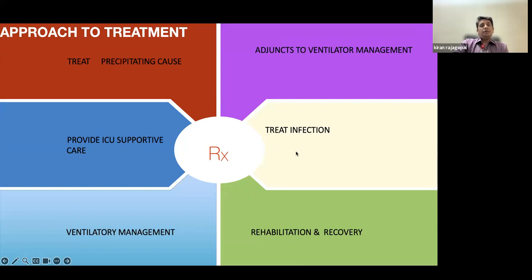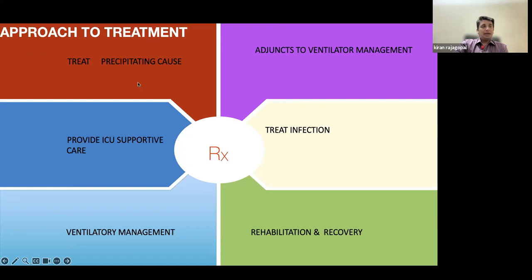So the main approach to an ARDS patient, the mainstay, is mechanical ventilation, ventilatory management. Then you have to treat the precipitating cause. What has caused the ARDS? I told you ARDS is not a primary disease per se. There should be something which has caused it, the precipitating cause. It can be pneumonia, drowning, pancreatitis, sepsis, or pulmonary fat embolism. So basically, address the precipitating cause.